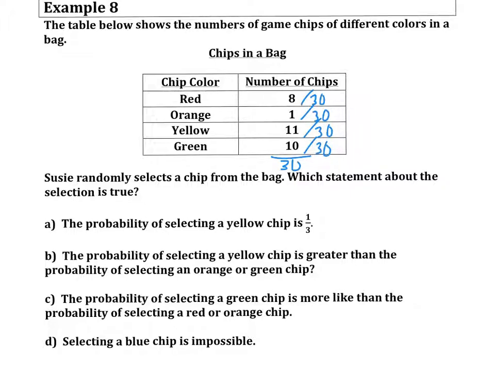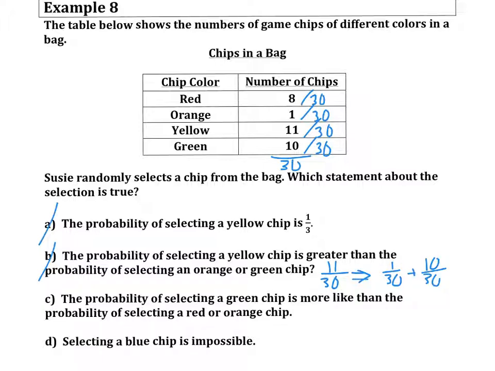So choice A says the probability of selecting a yellow chip is 1/3. Well, if I look at yellow, it's 11 out of 30. Close to a third, but not exactly, so we're going to cross it out. B, the probability of selecting a yellow chip is greater than the probability of selecting orange or green. So what I'm comparing is yellow, which is 11/30. I want to know, is that greater than selecting orange or green? So I take my orange, which was 1/30, and my green, which was 10/30, and I see that they're actually not greater than, they're going to be equal to each other. And so this would be a false statement as well.